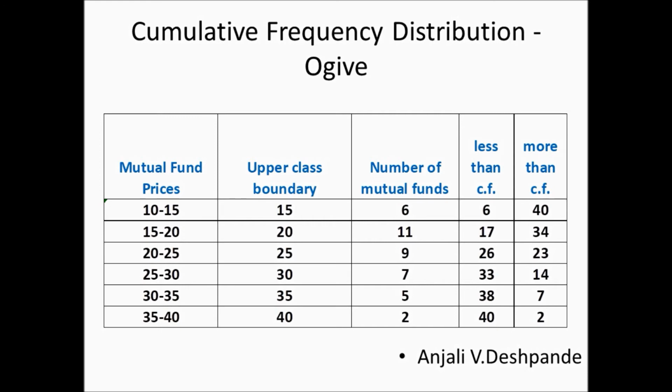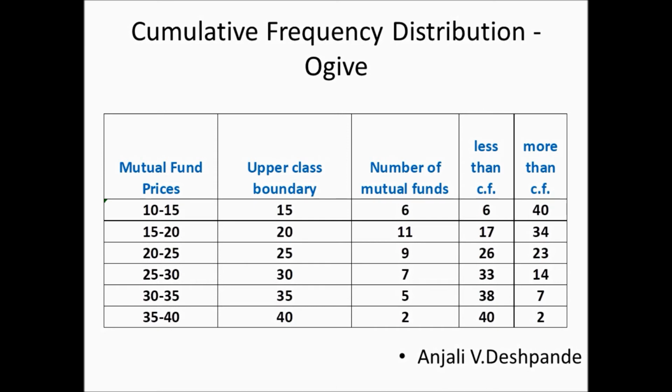Cumulative frequency distribution curve, it is also called an ogive. So over here the same data we are using once again. Only thing is now we are talking about cumulative frequencies. Here we have written the less than cumulative frequency and the more than cumulative frequency, and this is what we are going to use to plot the frequency distribution curve.